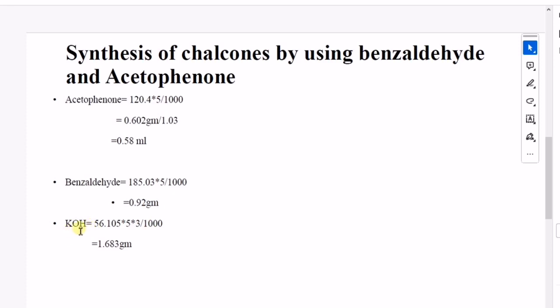The base that I am using is KOH, and its molecular weight is this, and I multiply by number of millimole, multiply by 3, divided by 1000. The base that I have to add in my reaction is 1.683 gram.